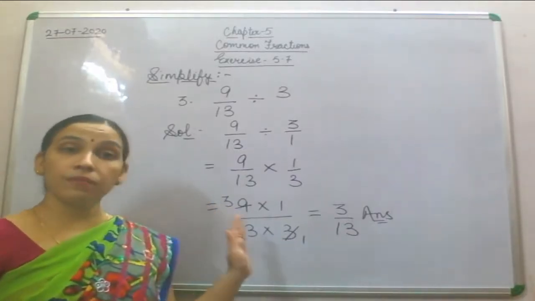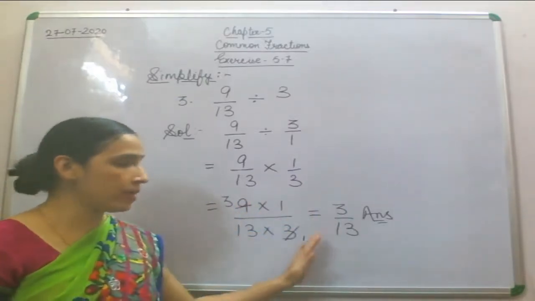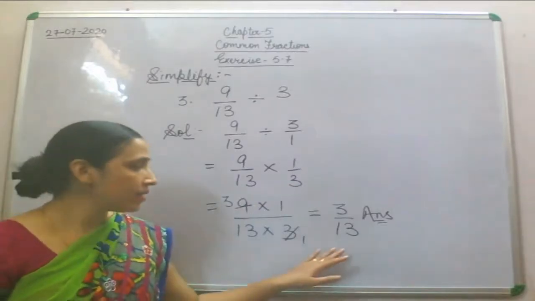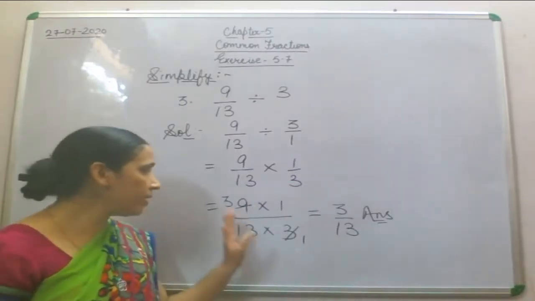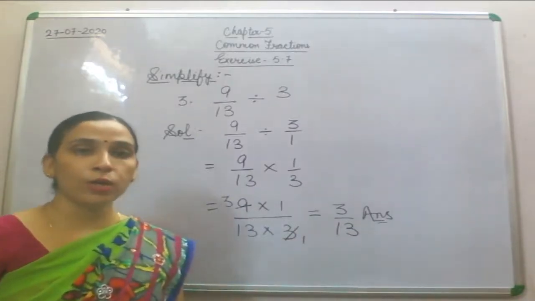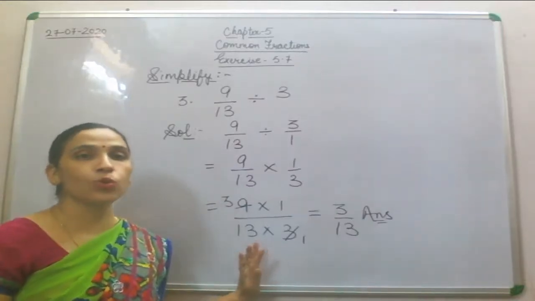Then we will do the multiplication. 3 ones are 3 and 13 ones are 13. Fine. And we will get this answer. So I hope this question number 3 is clear to you all.